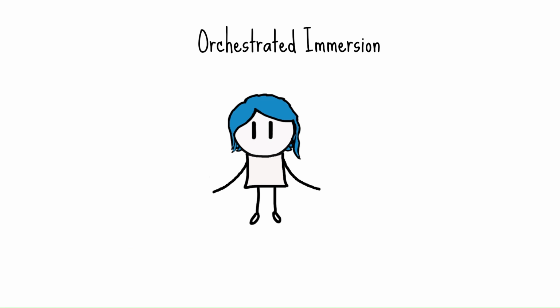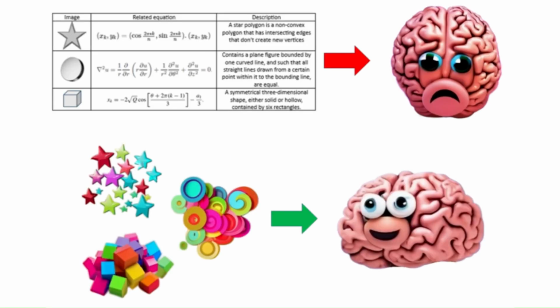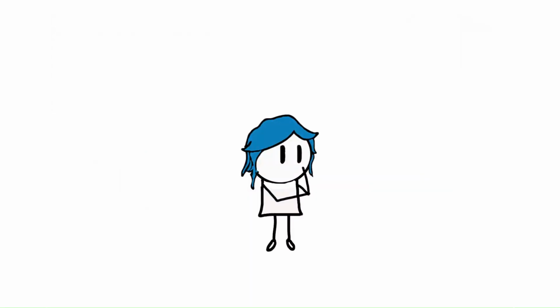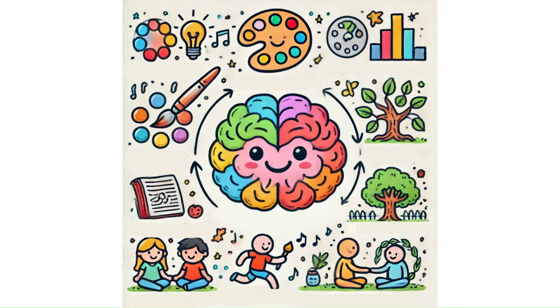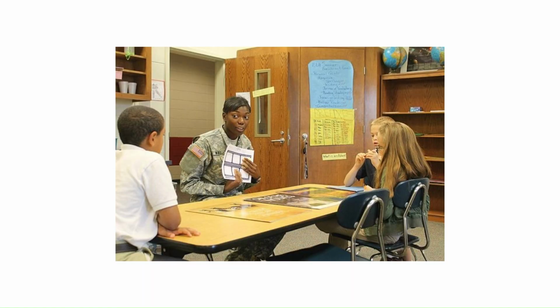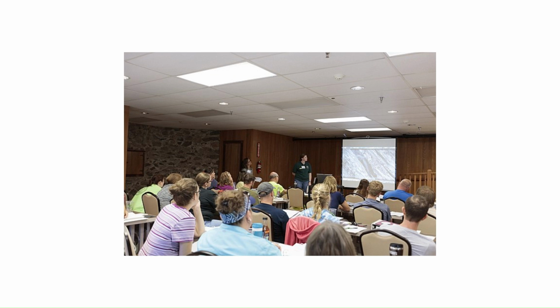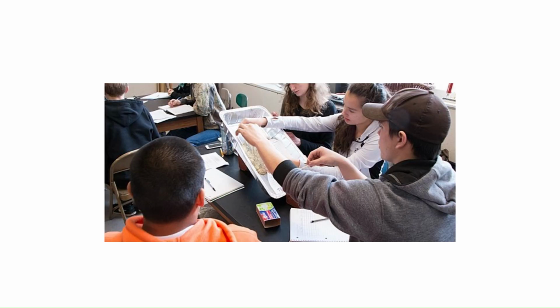Orchestrated immersion refers to immersing students in new information through a variety of sensory channels to support diverse learning styles. How can we do this effectively? One way is by drawing on theories of multiple learning types, like Gardner's. The key is variety. Use visuals, colors, videos, songs, and any materials that can engage different senses.